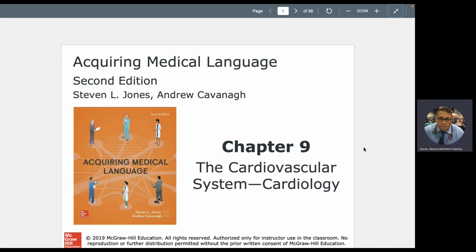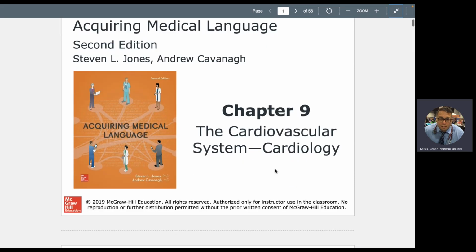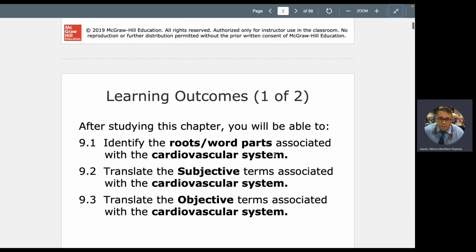So the cardiovascular system is not only the heart, but the vasculature. If you are a cardiovascular surgeon, you can do surgery not only on the heart, but on the vasculature, which are arteries and veins and capillaries, the tubing or blood vessels. Cardiology, we already know.